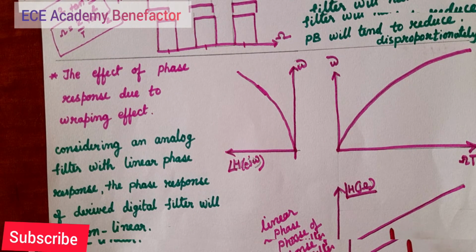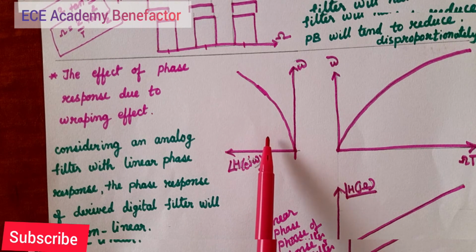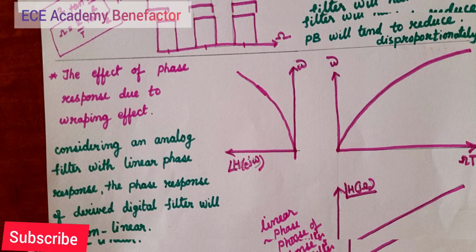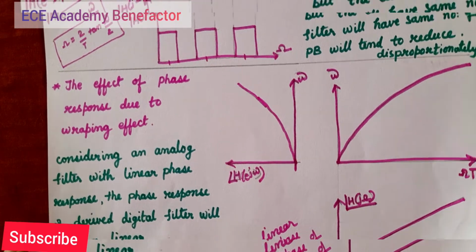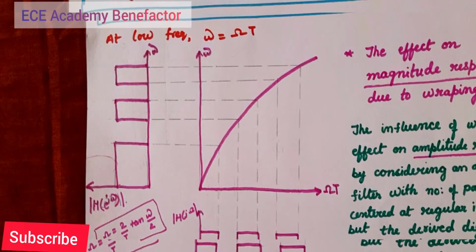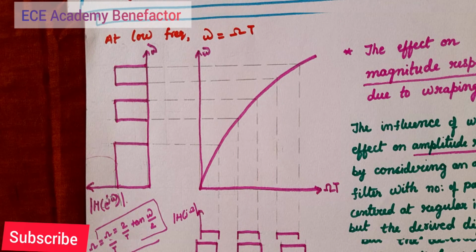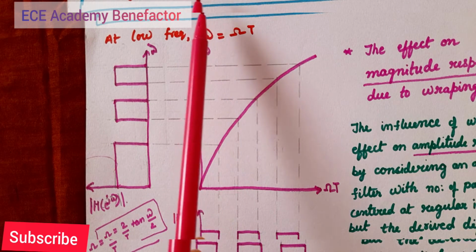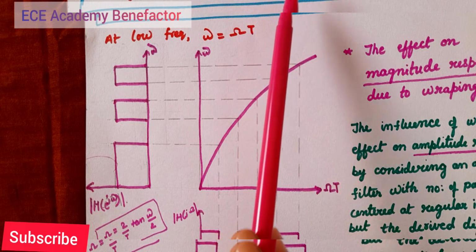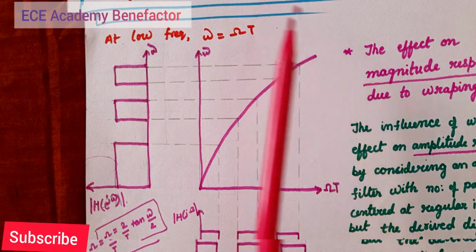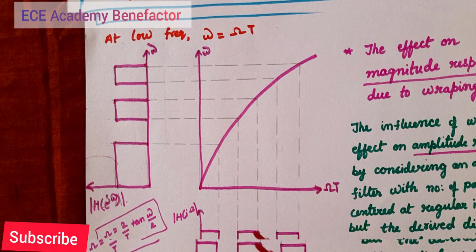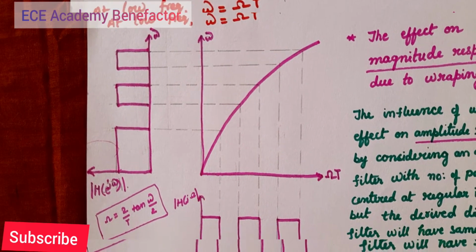So, what we have done here, considering an analog filter with linear phase response, the phase response of the derived digital filter will be non-linear. From this we arrive at two very important conclusions on wrapping effect. Wrapping effect is the disadvantage of the bilinear transformation technique, and it results due to the equation ohm is equal to 2 by T tan omega by 2. This wrapping effect is seen in both magnitude response and phase response.